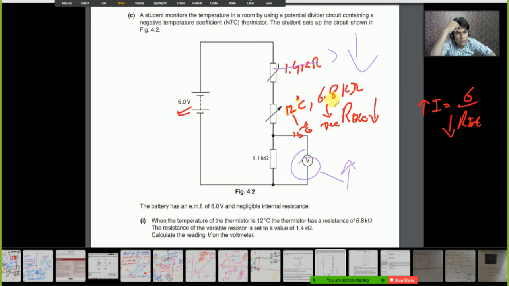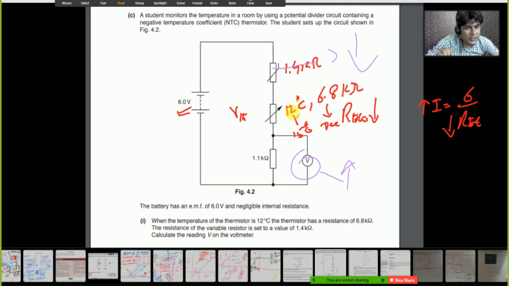R total will get... Okay, got it. Resistance will decrease, so it means voltage drop across this resistor will also get decreased. Yes, I got it. Actually, I was confused in this resistor. I am not confusing you. Just look at here.